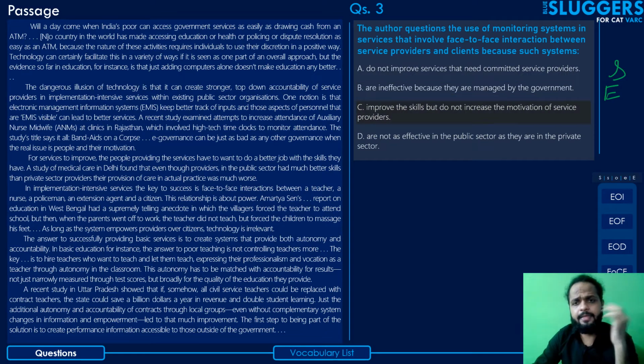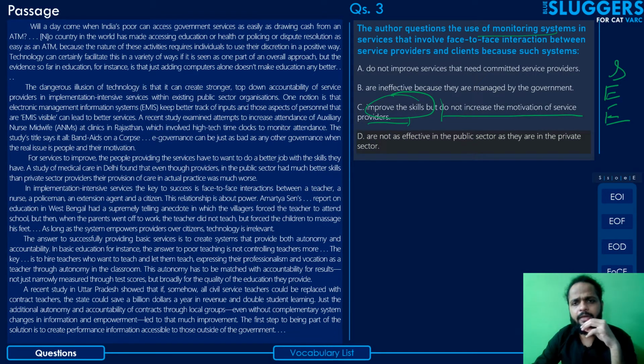Next, option C: do not improve the skills, because such systems improve the skills but do not increase the motivation of the service providers. Now the second part of the option, where it says do not increase the motivation of service providers, we are good with that, no problem with that. But that the deployment of these monitoring systems improves their skills is something that the author has again not talked about anywhere. So we can't make that assumption, and hence it can be eliminated with the capital E.